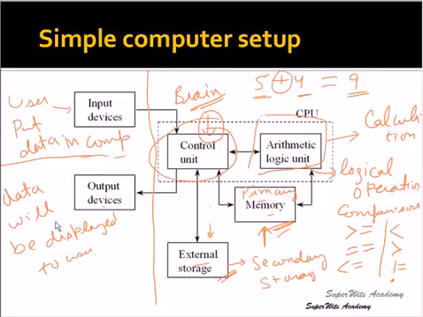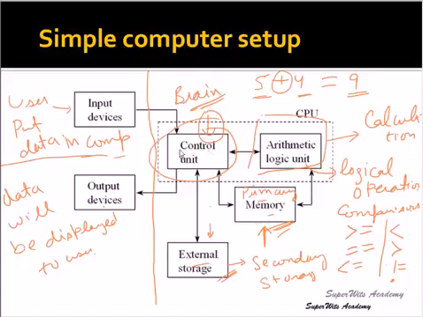So this is your whole setup, which has the input and output devices, also known as peripheral devices; a brain, which is the control unit of the central processing unit; an arithmetic and logical unit, which is responsible for calculation and logical operations; a primary memory, which stores the data during the execution of any instruction; and external storage, also known as secondary storage, which is responsible for storing the data for further reference even when the execution of the instruction is over. So this is what we have for a simple computer setup. These are the main components.